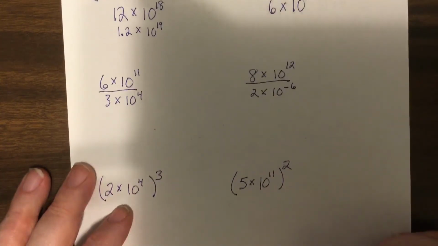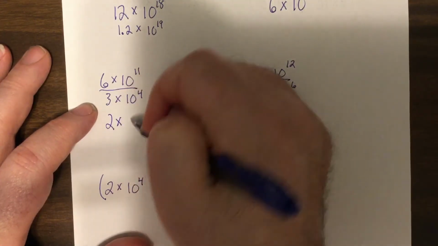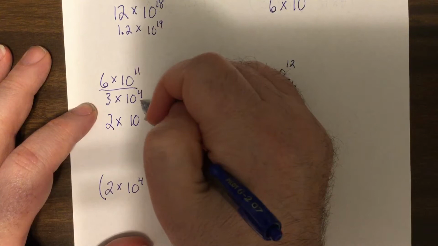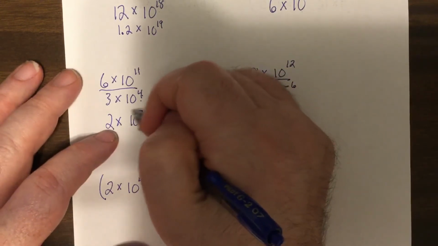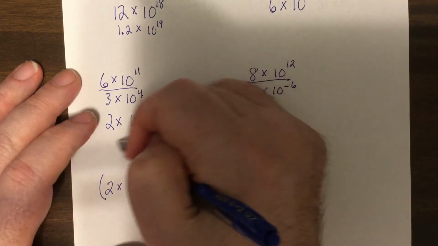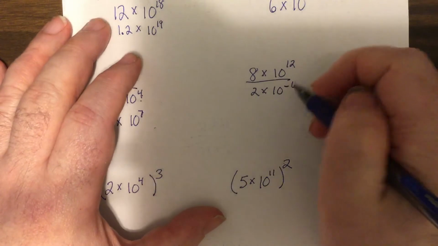Okay, so this is dividing. 6 divided by 3 is 2. When you divide two things with the same base, you subtract the powers. Now you have to keep the base and the power up here, not in the bottom. So you can have a negative power in the answer.